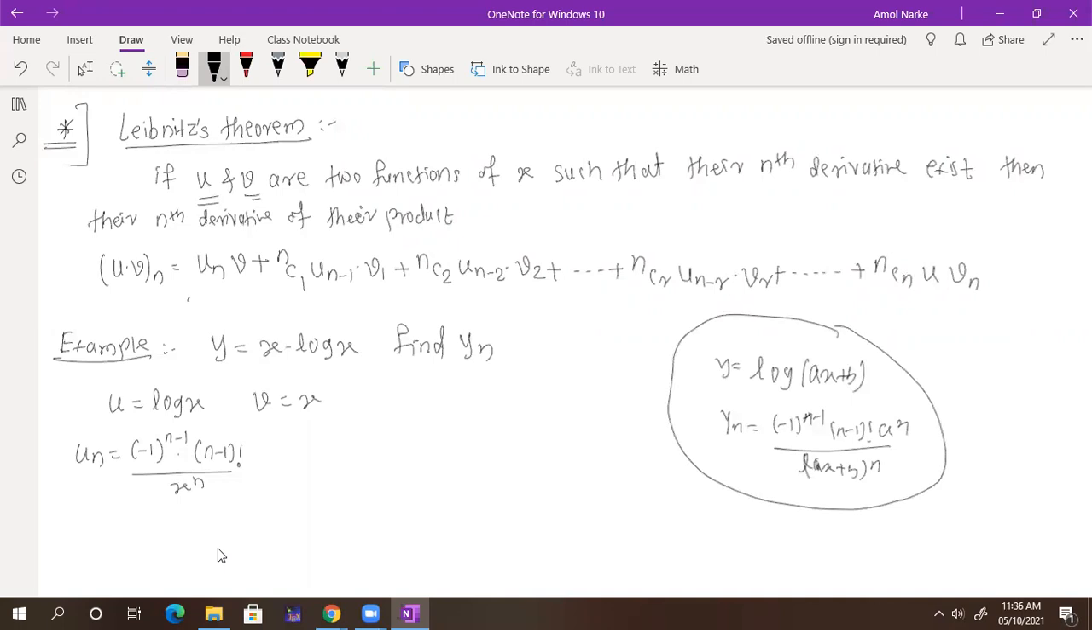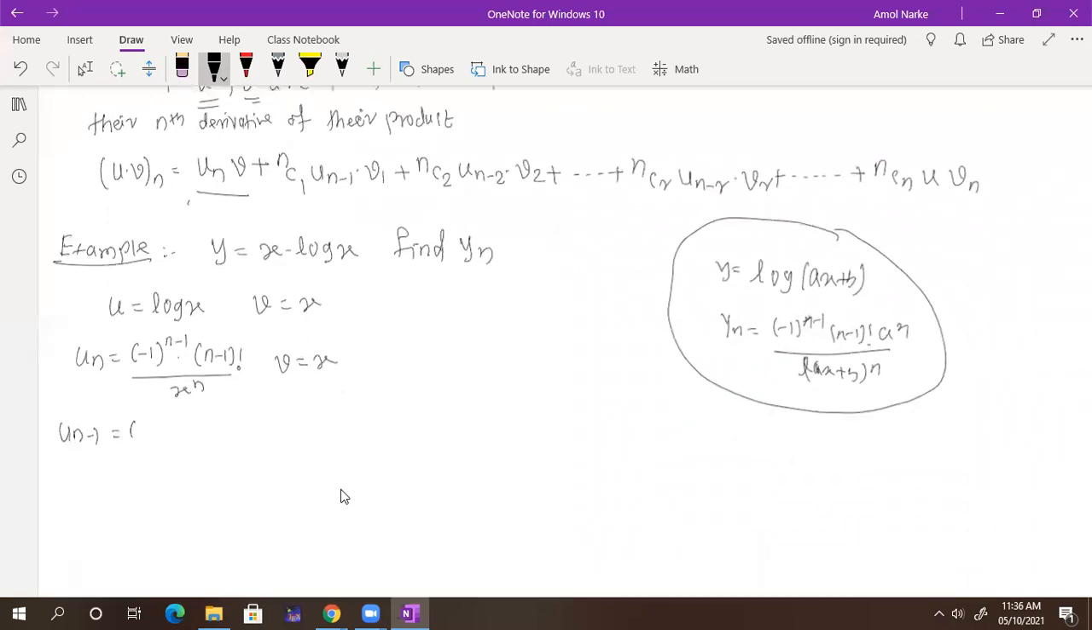So first term is nothing but my un into v. What is v here? So v is equal to x. What is my next term? Un minus 1. So what is un minus 1? Minus 1 raised to, instead of n, you need to substitute n minus 1. So n minus 1 minus 1, so it becomes minus 1 raised to n minus 2, n minus 2 factorial, and whole thing divided by x raised to n minus 1. And what is v1? V1 is 1. Yes or no?